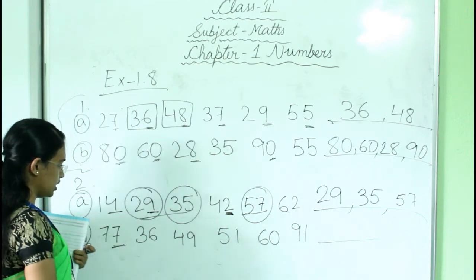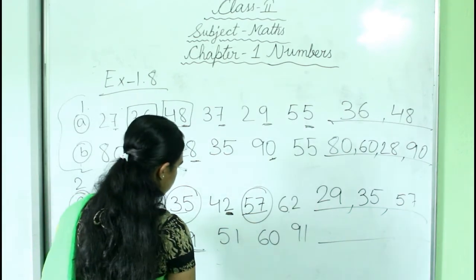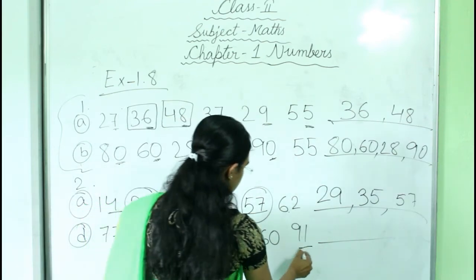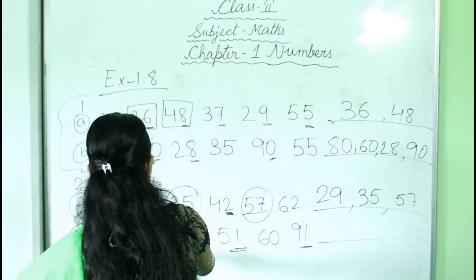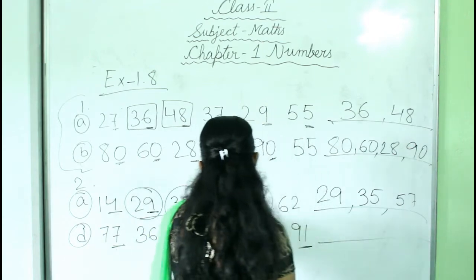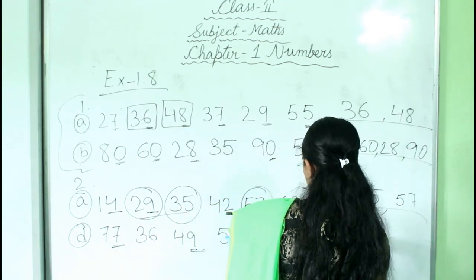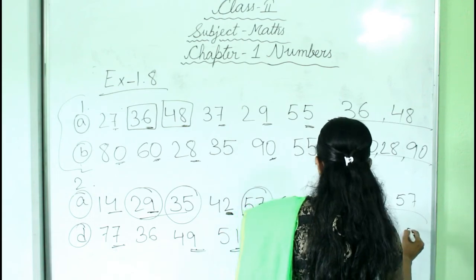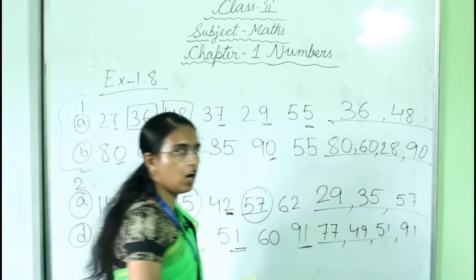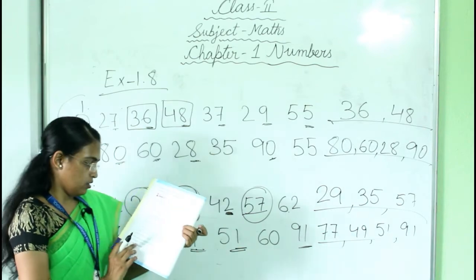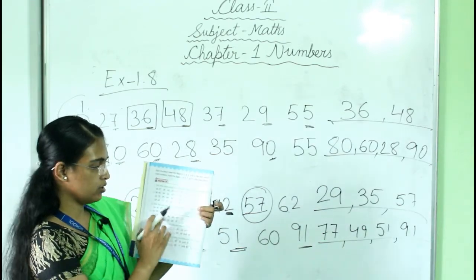7 is the odd number, then 9 is the odd number, 1 is the odd number. So 77, 49, 51, 91. These are the odd numbers. Okay. So the rest of the part you will do at your home.